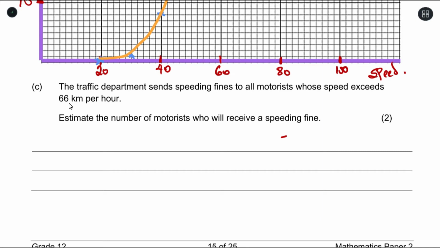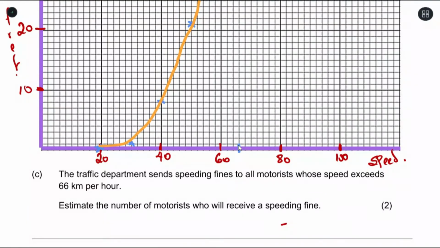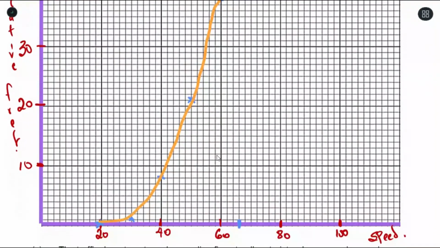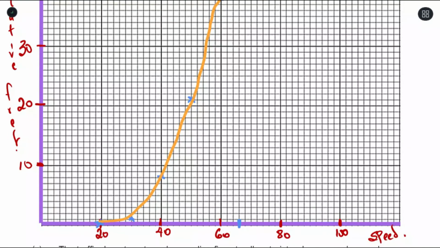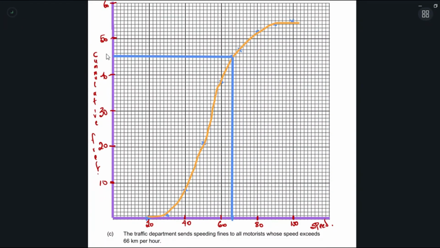Since we're looking for speeds above 66 kilometers per hour, 66 will be here. We need to plot it to where it intersects with our graph, so let's draw a line. Now we also need to look at the corresponding cumulative frequency for 66 kilometers per hour. We're just going to draw this, and it is more or less going to be here. So this here is 45.